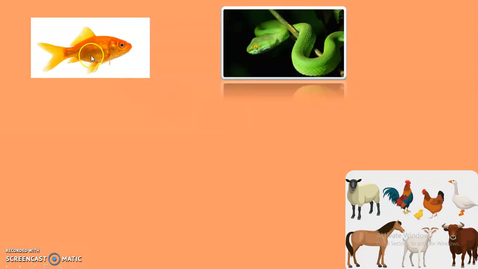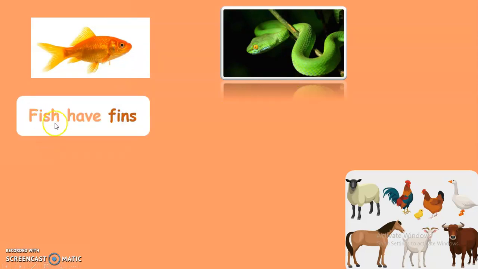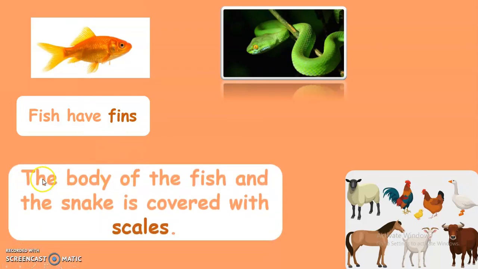Now let's take a deep look at these two animals. Here we have a fish and here we have a snake. And you should know, guys, that fish have fins, and these are the fins. The fins help the fish in swimming. So fish have fins, but the snake here doesn't have fins. Okay, and look at the body of the fish and at the body of the snake. You should know, guys, that the body of the fish and the snake is covered with scales.